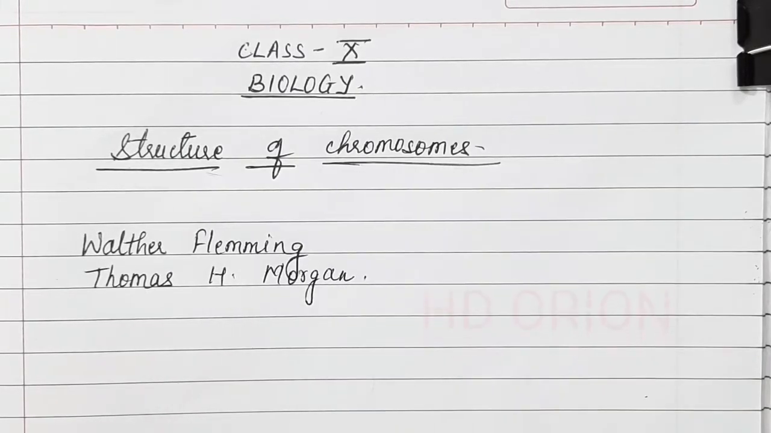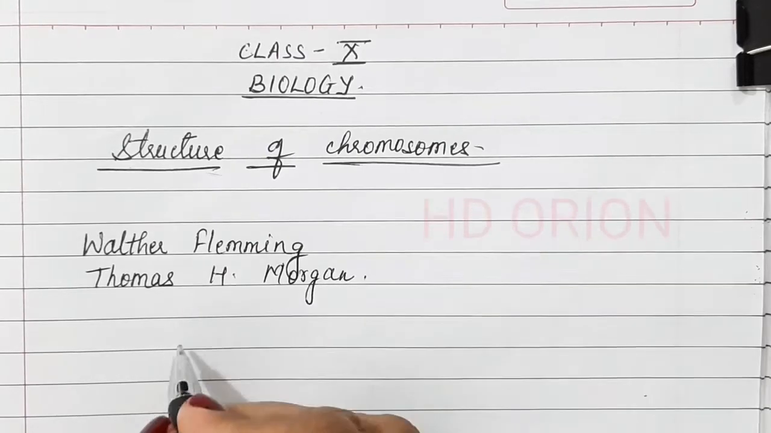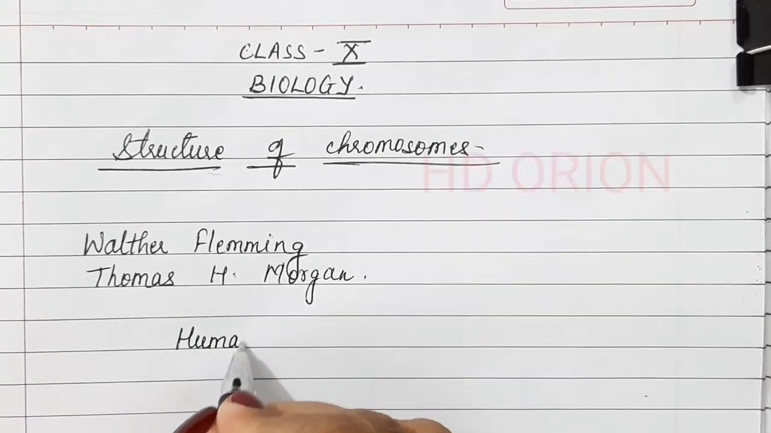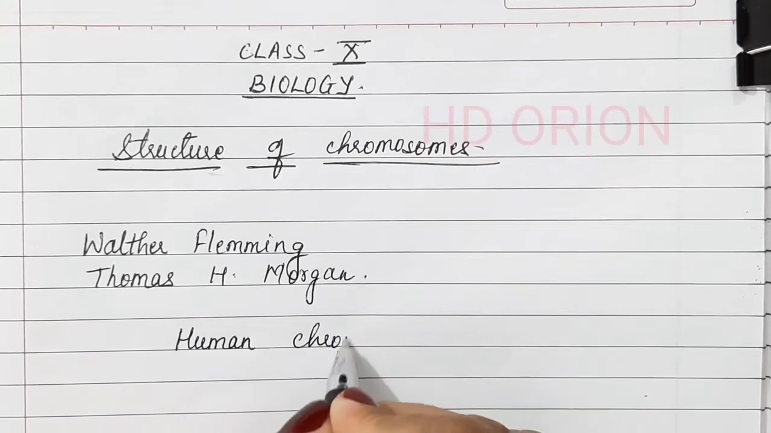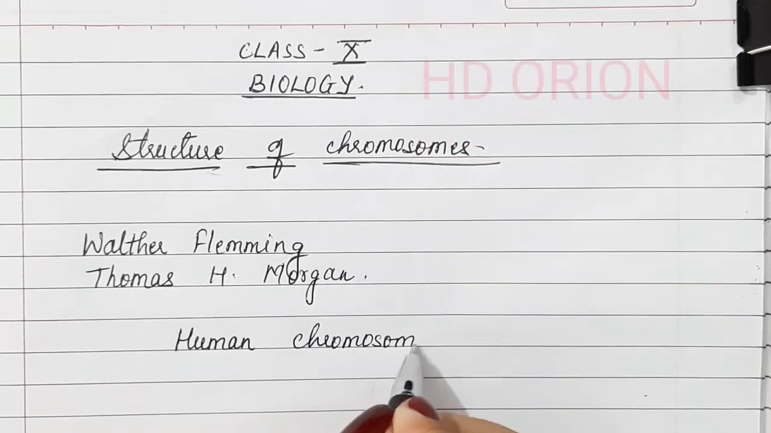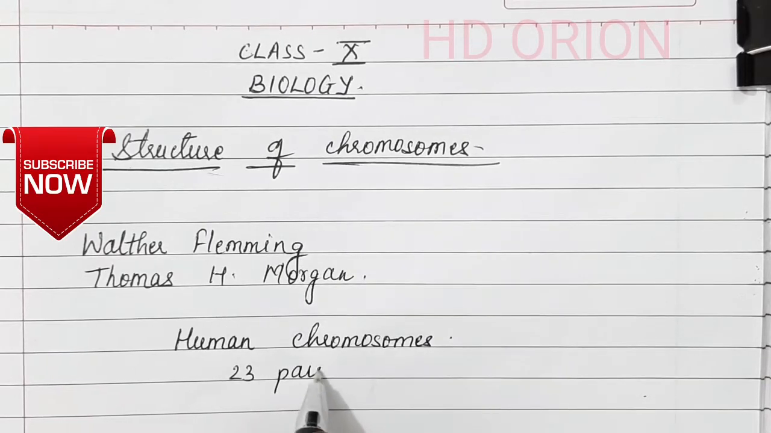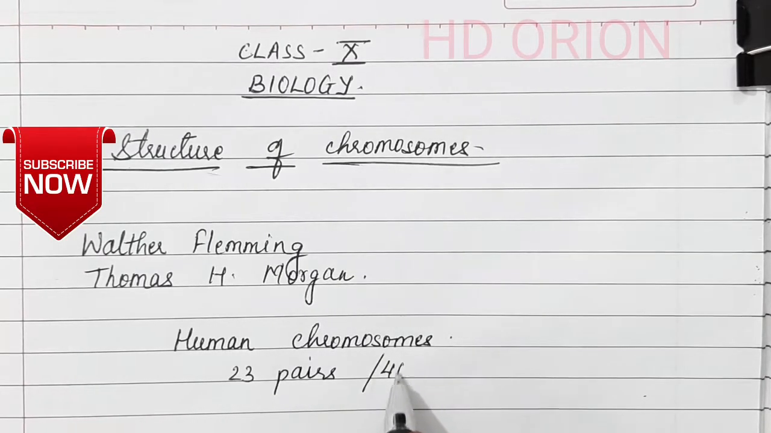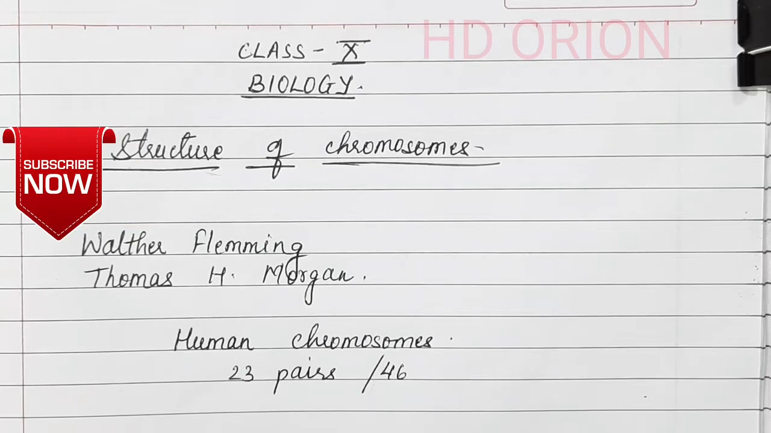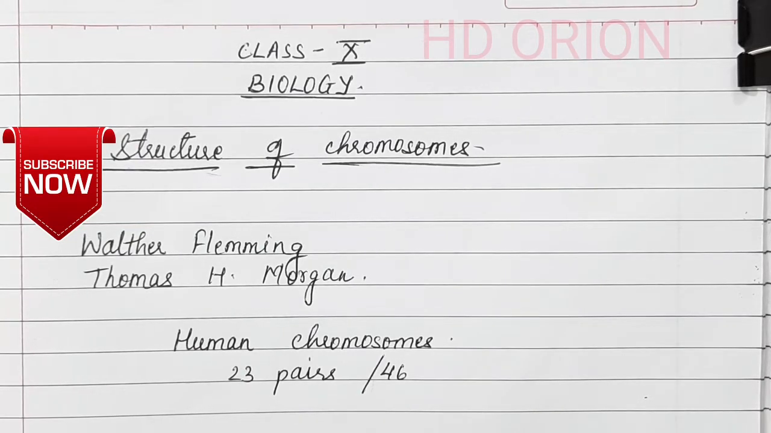Chromosomes are a group of thread-like structures of different lengths and shapes. If you are talking about human chromosomes, we have 23 pairs or 46 chromosomes. So are all the 46 chromosomes the same? No. They differ on the basis of length, shape and function.